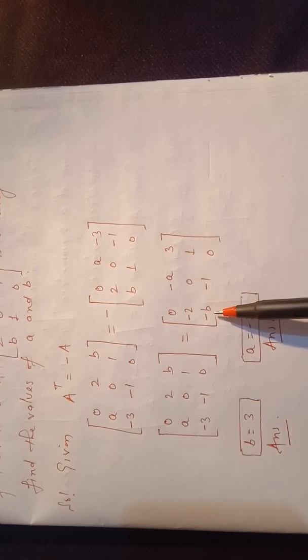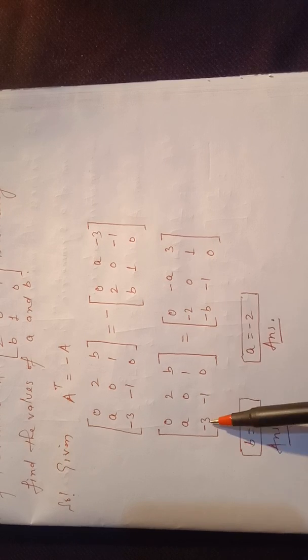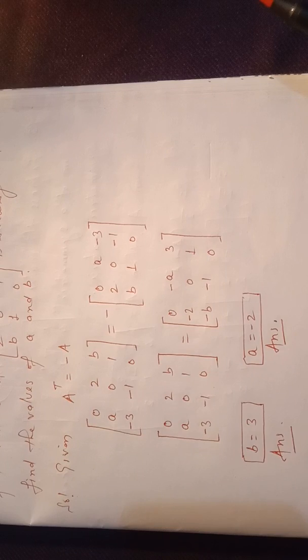Correct? Or if you are taking minus B is equal to minus 3, you will get again B is equal to 3. So final value we will get A is equal to minus 2, B is equal to 3.